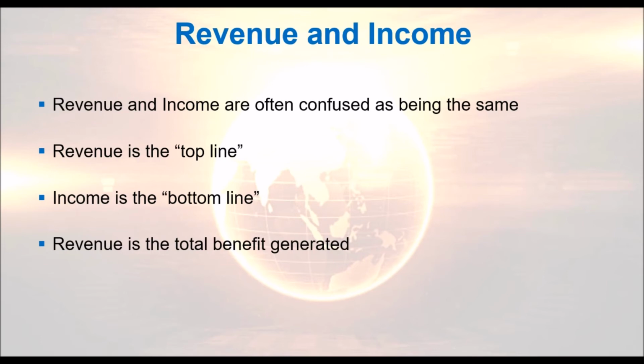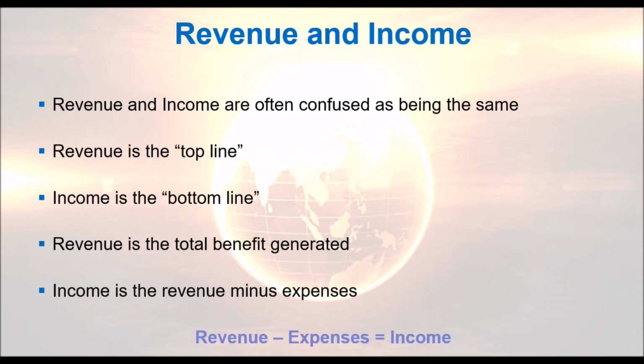Now, the revenue is the total benefit that the business generated from whatever business activity was taking place. The total benefit that was generated is the revenue. Whereas the income is the revenue minus all the expenses you incurred to earn those benefits. That is your income. Revenue minus expenses, that's the income. That's the equation.